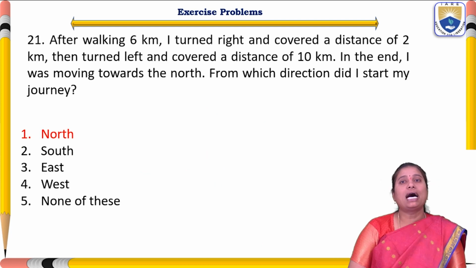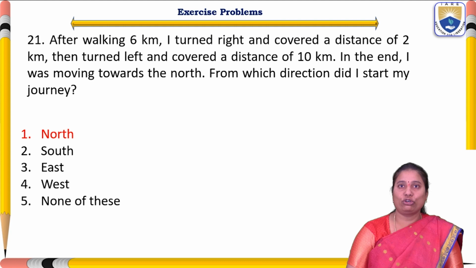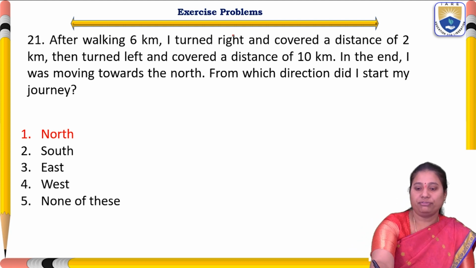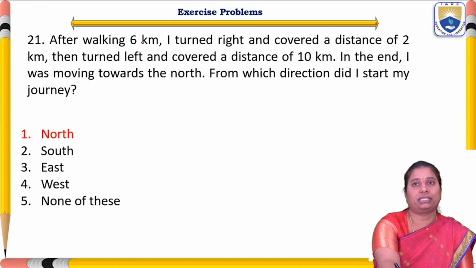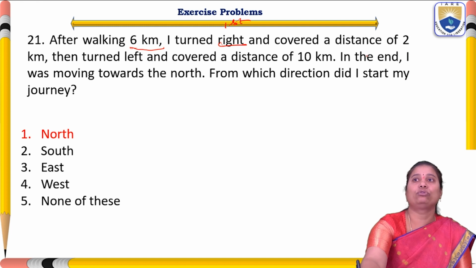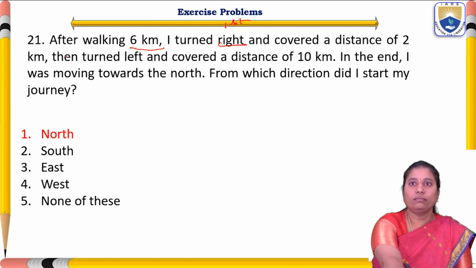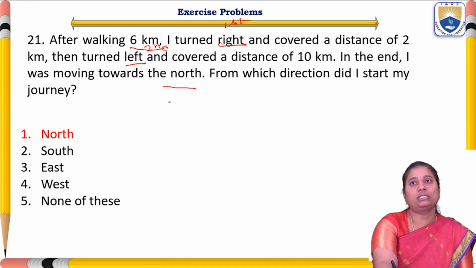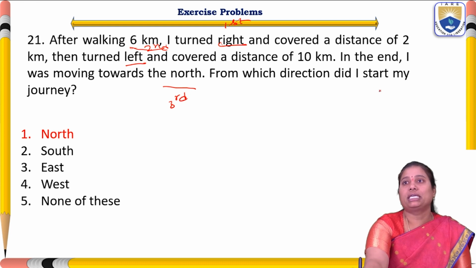Next kind of questions. After walking 6 kilometers, I turned right and covered a distance of 2 kilometers. First, if you have seen, after walking 6 kilometers, they have not given any direction in which he is moving. I turned right. As per us, this is the first one, and covered a distance of 2 kilometers. And then turned left. This is the second one, and covered a distance of 10 kilometers. In the end, I was moving towards the north. So this is the third one. And from which direction did I start my journey?